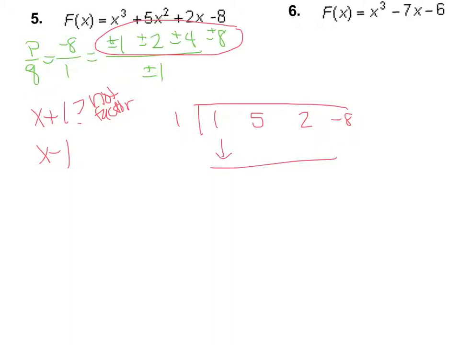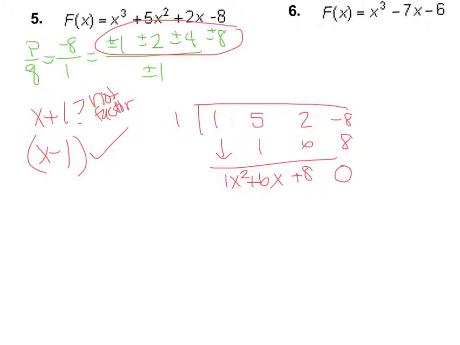So I bring down my 1. 1 times 1 is 1. 5 plus 1 is 6. 1 times 6 is 6. 2 plus 6 is 8. 1 times 8 is 8. Negative 8 plus 8 is 0. So I know that x minus 1 is a factor. And this leaves me with 1x squared plus 6x plus 8.